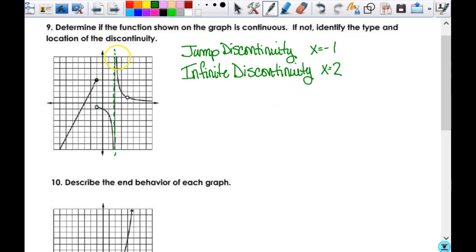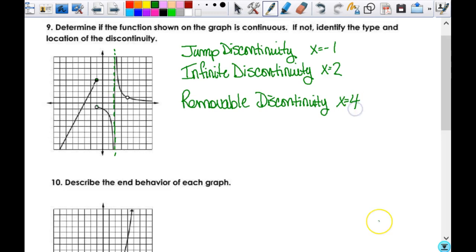So then I'm rocking along here and I'm drawing again, and then, oop, I have to pick up my pencil because there's a hole there. So the hole is removable discontinuity. Okay. And that's at x equals 4. Notice all three of them have an x equals type of thing. It is possible to have more than one type at the same time. Obviously, it is possible to have multiple removables or multiple infinites, just depending on what's happening.